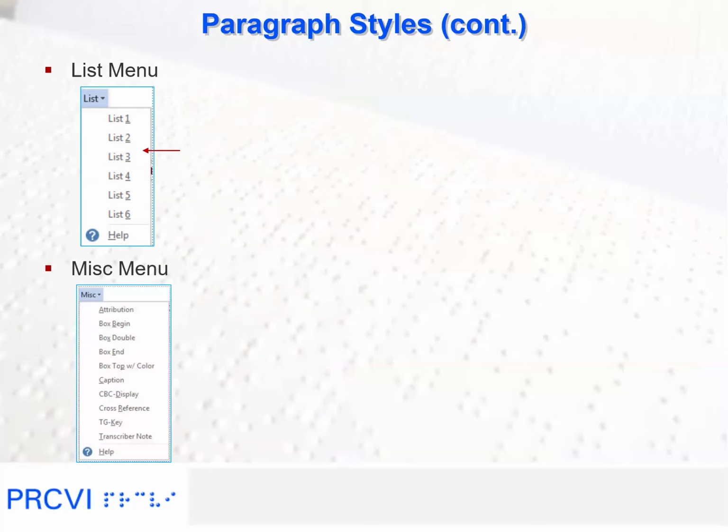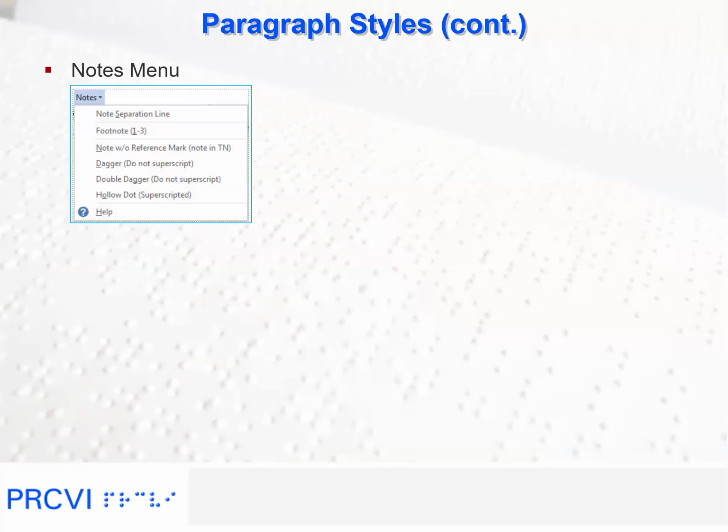Miscellaneous menu has styles for attribution, box begin, box double, box end, box top with color, captions, CBC display, cross-reference, TGK, and transcriber note. The Notes menu provides support for various types of footnotes and endnotes.